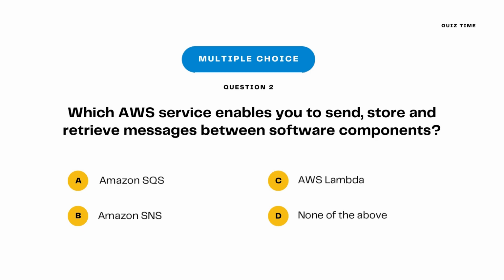The second question is, which AWS service enables you to send, store, and retrieve messages between software components? The options are Amazon SQS, Amazon SNS, AWS Lambda, or none of the above. Make sure to answer both the questions in the comment section below.